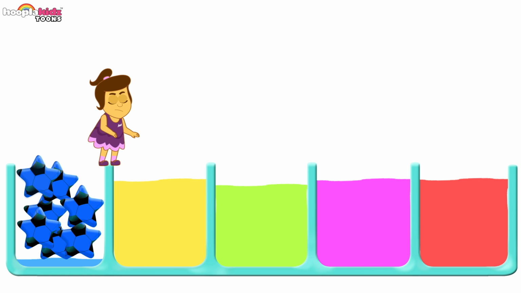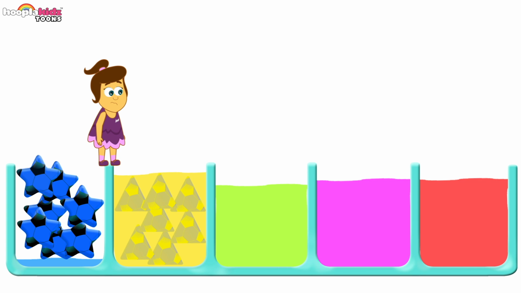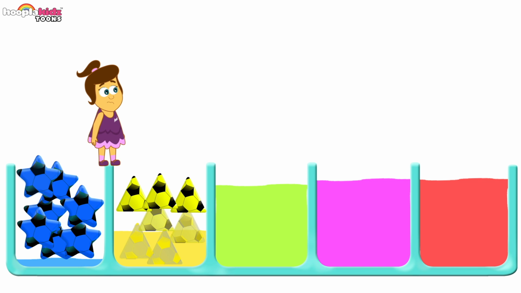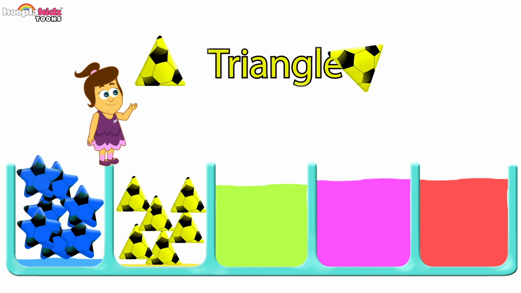Look, Annie, some more shapes. What shapes have dropped into the yellow container? Let's drain the water and see. They have three sides. What could they be? That's right, they are triangles.